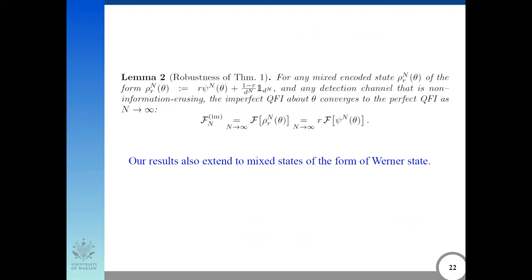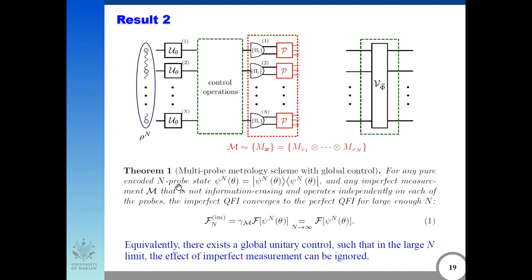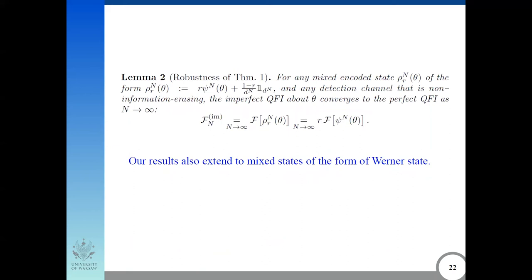We also extend these results to not just pure states. Let me quickly go back here. We said any pure encoded n-qubit probe states here, but you might ask, how about if I have a little bit of mixed states? We answer this partially by confirming that if I now have mixed states of the form of a Werner state, where I still have this perfect encoded pure state but now mixed with the identity, then with global control operations, the imperfect QFI in the limit of large N still converges to the perfect QFI, but now multiplied by the factor of how much of the pure state you have in the mixture. So if this is still N squared, then you're still N squared, but now with a factor of r for the weight of the pure state.